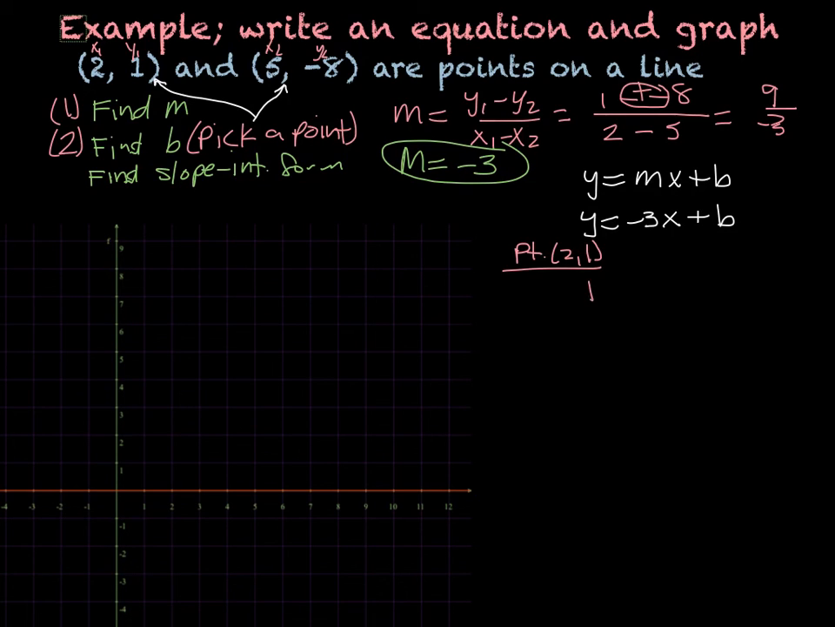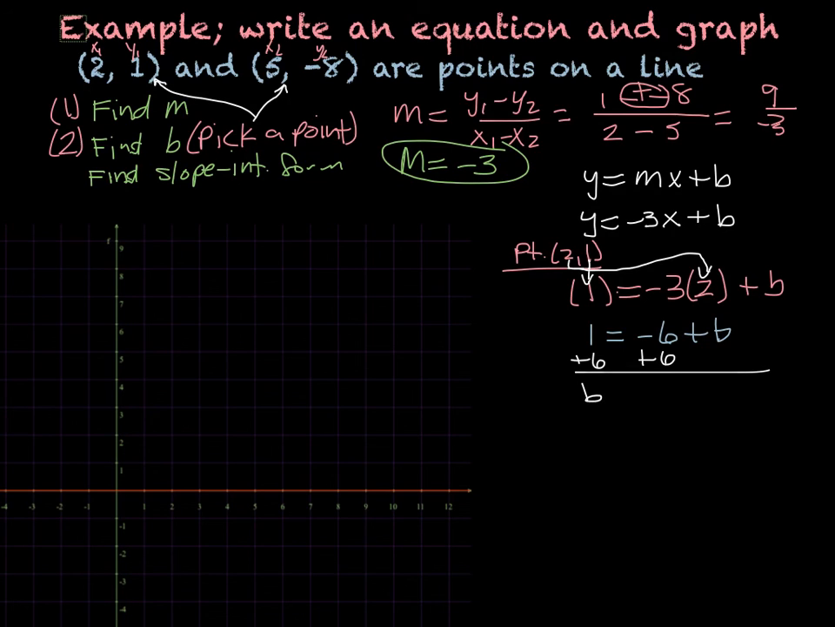So my y is 1, so I put 1 in for y, equals negative 3 times my x, which is 2, plus b. So what I've done is I've taken my x and I've put it in for the x. I've taken my y and put it in for the y. And then I have to solve. So 1 equals negative 3 times 2, which is negative 6, plus my b. So add 6, and b equals 7.